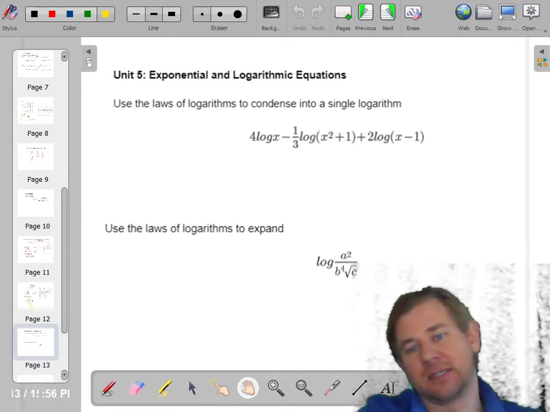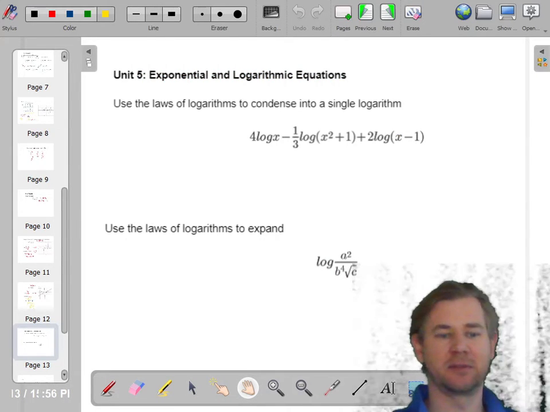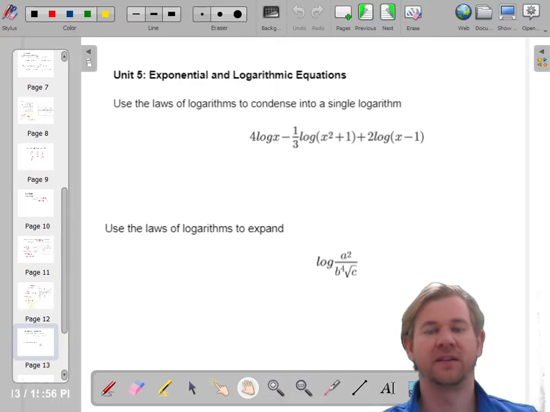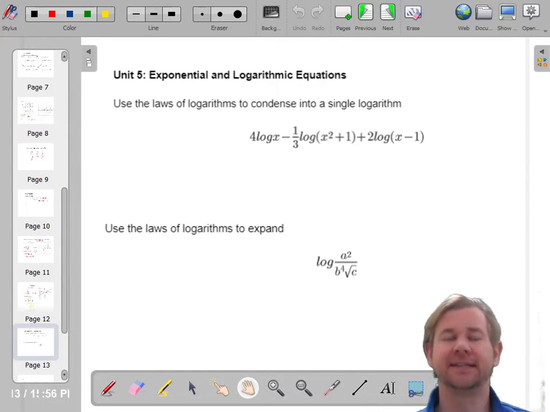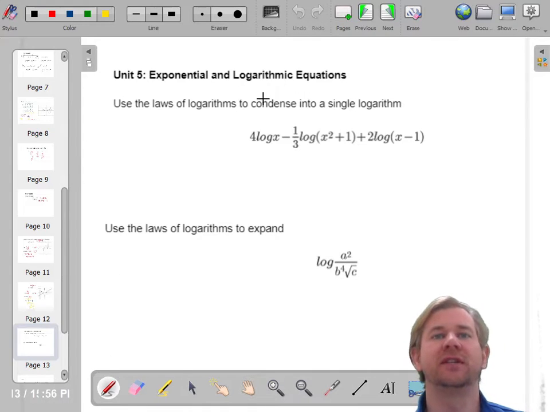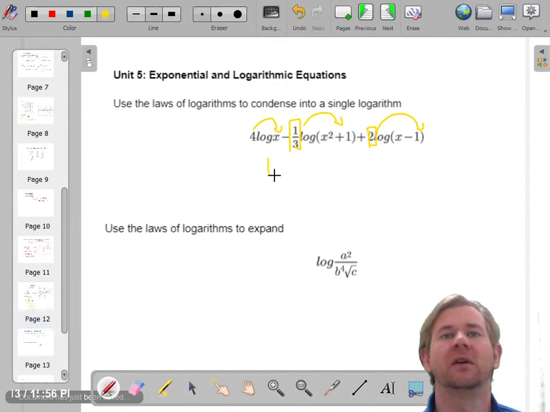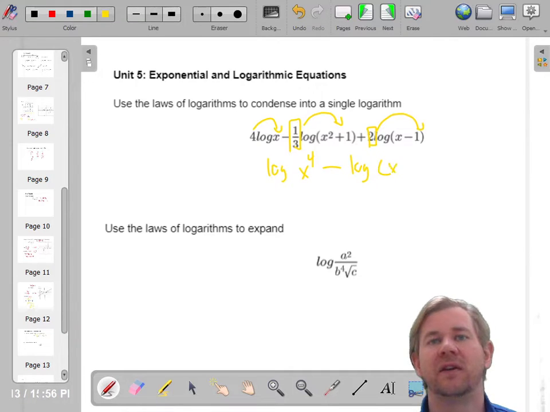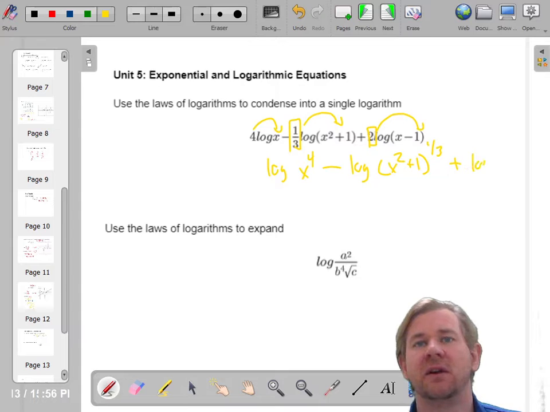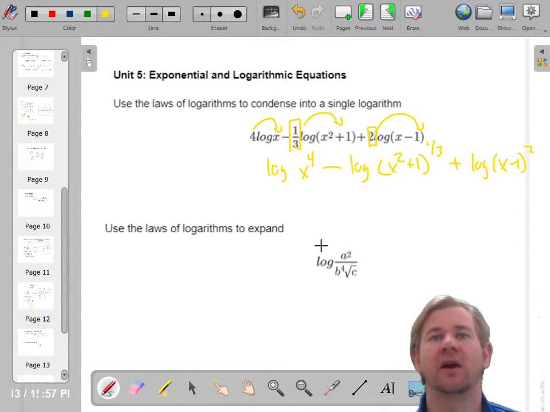We're on logs. Whoa, what happened to my... That's crazy. I think I fixed it. Last thing, logs. So condensing logs, we're going to take the coefficients, and those are going to be exponents. So we have the log of x to the 4th minus the log of x squared plus 1 to the 1/3 plus the log of x minus 1 squared.